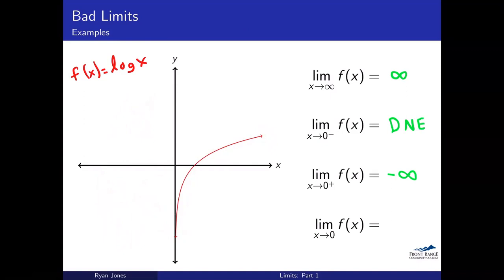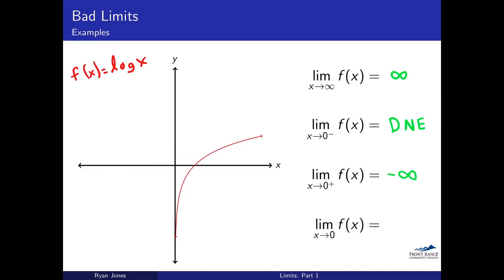And then again, like we saw on the last slide, my left and right limits don't match up. So if I look at the limit as x approaches 0, there's just no way for me to say that from the left-hand side and from the right-hand side, it approaches the same exact thing. And so I can't actually even tell you what the limit as x approaches 0 is.